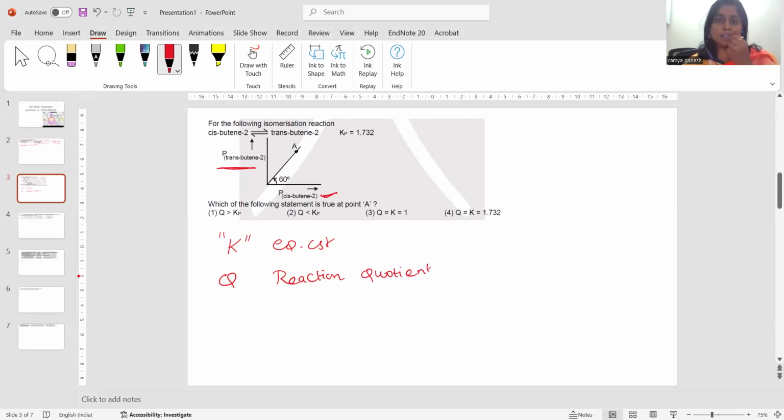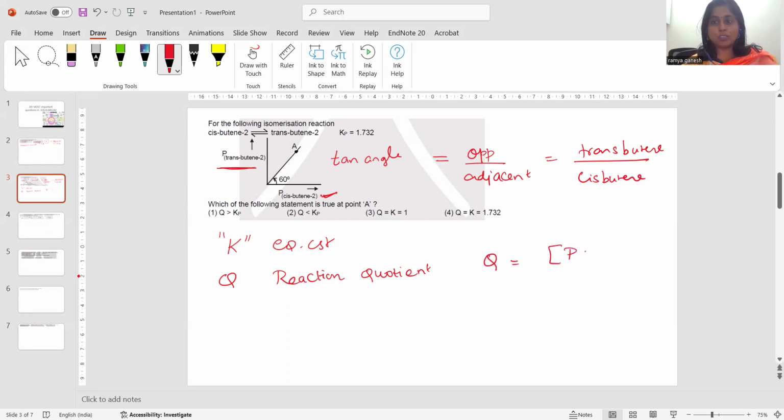So analyzing it, how do we get the value of Q over here? Look at this. Is it a line that is passing through the origin? So definitely this is related to the tan of an angle. With respect to tan, what do you know? It is opposite divided by adjacent. So what is opposite here? Trans-butene. What is adjacent here? Cis-butene. In order to know your Q value, how do you write Q? Concentration of the product divided by the concentration of the reactant. According to the equation, which is your product? Trans-2-butene. Which is the reactant? Cis-2-butene.